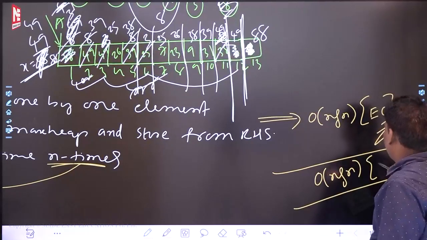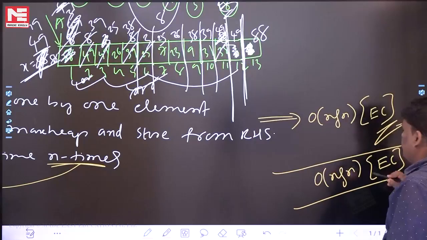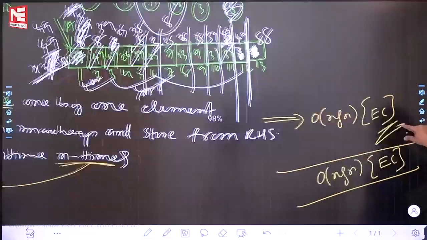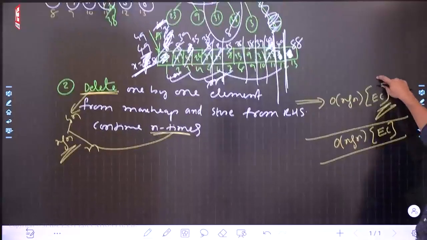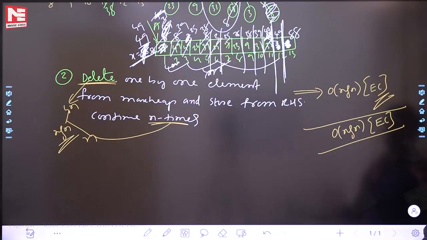This is the heap sort story, right? N log n time complexity in every case. Please be careful, every case. Delete elements one by one from the max heap and store them from the right-hand side. Continue n times. Time complexity becomes n log n in every case.